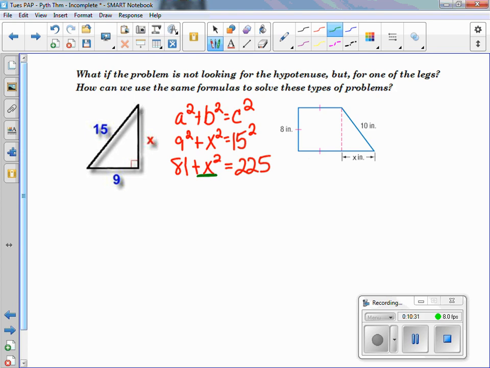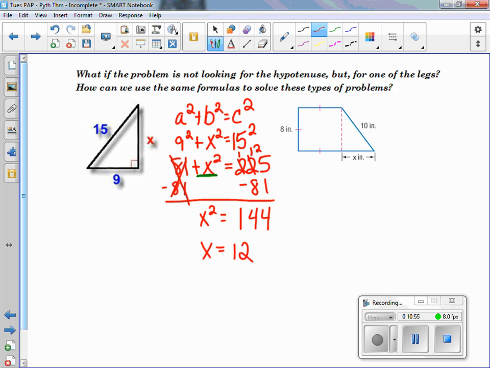I want this guy all by itself. So to get rid of a positive 81, I have to subtract 81. This goes away, and you've got that x squared by itself now. So 225 minus 81 gives me 144. Oh, okay, well that is 12. So your answer is 12.